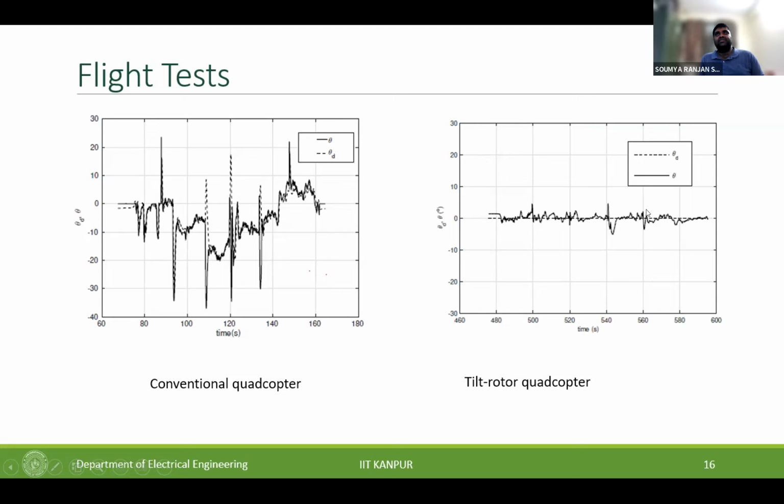So if you see this, then I think the maximum that has gone is plus minus 5 degrees, which is very low as compared to what we had for the conventional quads for the same waypoints and the same trajectory that was given to these particular quads. Okay, so essentially this experiment demonstrates that the actuation change that has been done, or the additional actuation that has been made available to this conventional quad, has actually helped in this decoupling.